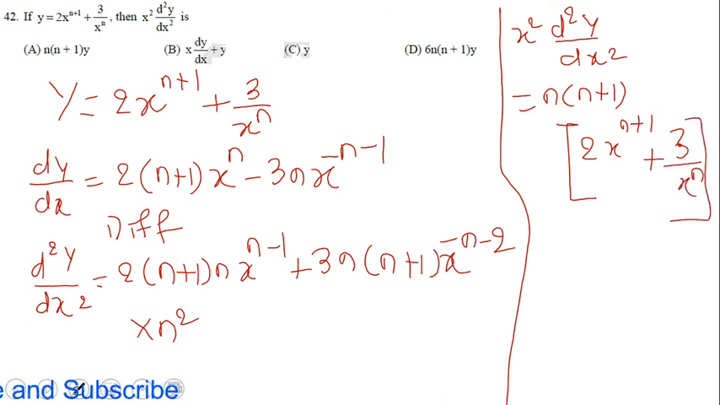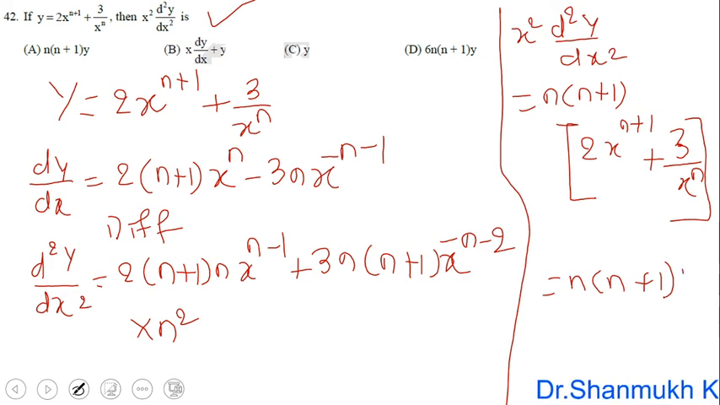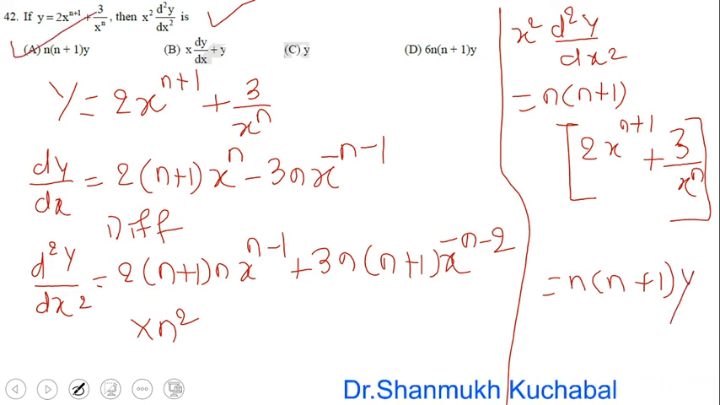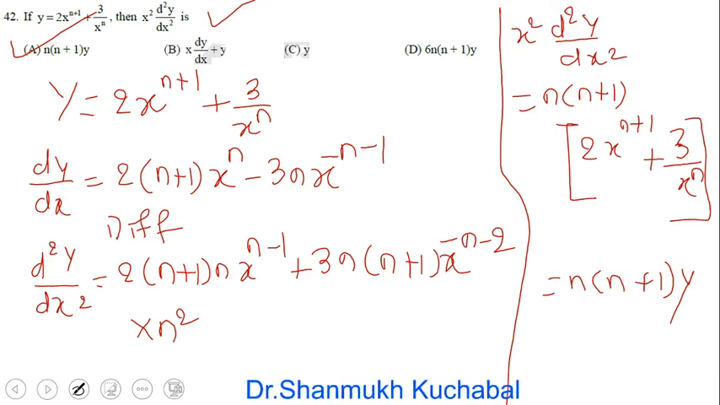So from the given expression this will be y. So we get n into n plus 1 multiplied by y here. So n into n plus 1 multiplied by y. Therefore option A is the right answer.